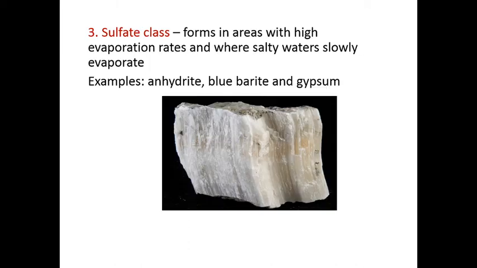Then we have the sulfate class, which forms in areas with high evaporation rates and where salty waters slowly evaporate. We have examples: the anhydrite, the blue barite, and the gypsum. These are examples of the sulfate class.